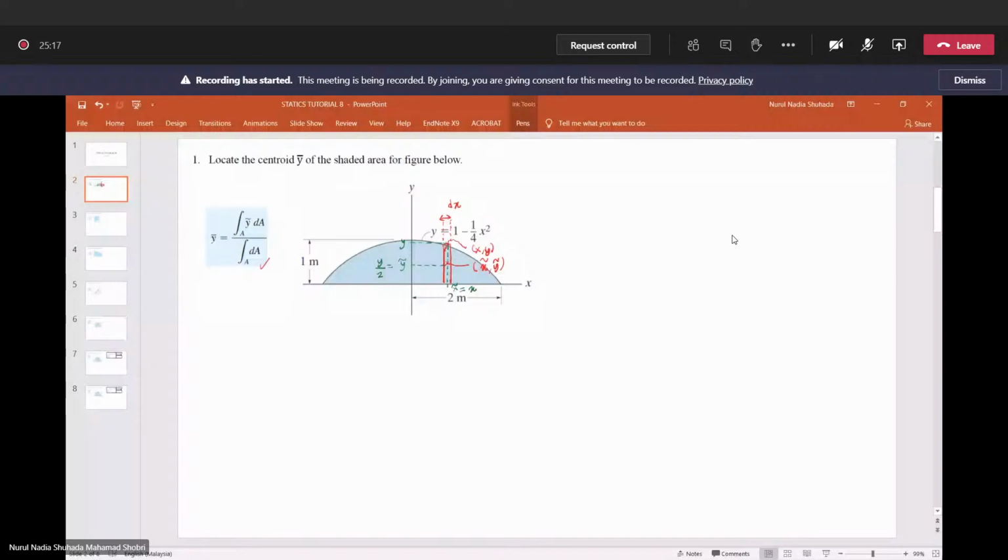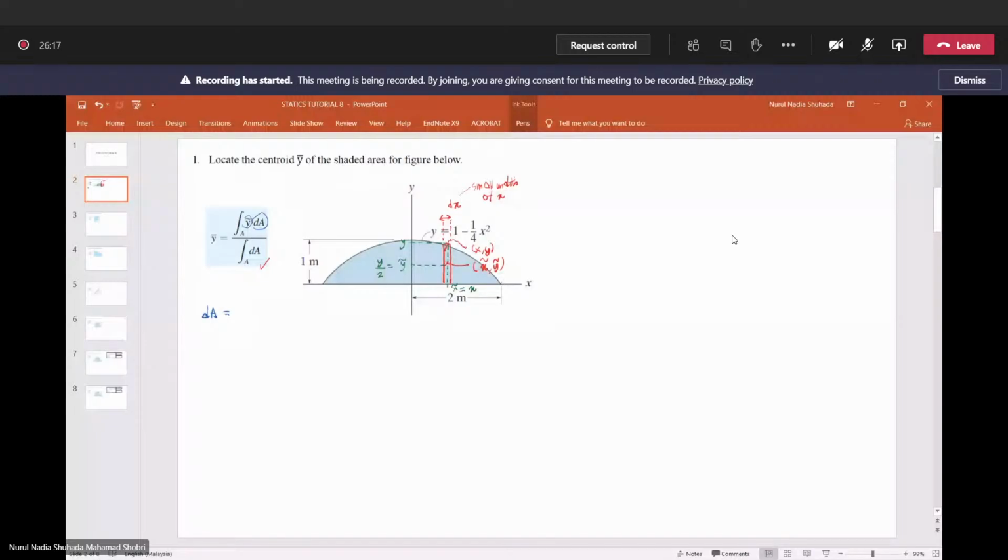Now we can solve the question. First, here we have y and we have dA. Y at the center we already found is equal to y over 2. Now we have to find dA. Finding dA is the same as finding the area of a rectangle. The area of a rectangle is width times length. dA is just a small area. The length of the dA is y, you can see y here. And the width of the dA is dx. So you get dA equal to y dx.